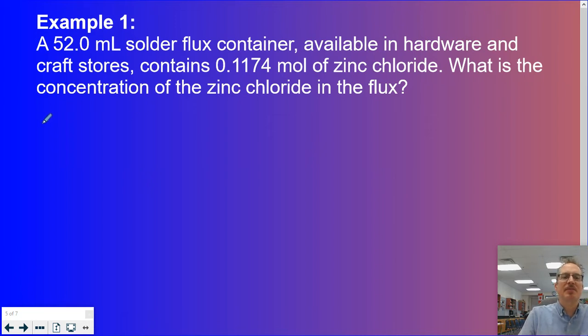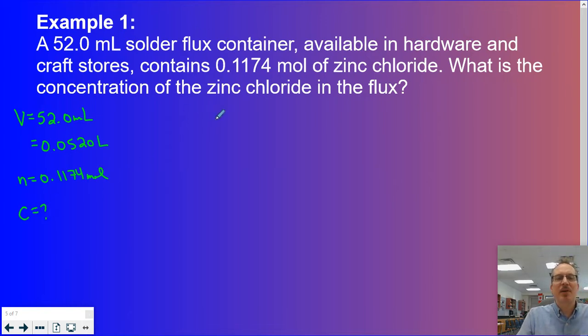So we're going to make a list of variables down the side. We have a volume of 52 milliliters. And we already know that we want moles per liter for concentration, so I would like to convert this to liters. I'm going from milliliters up, so I'm going to divide by 1,000. We have our moles of 0.1174, and we are trying to find concentration.